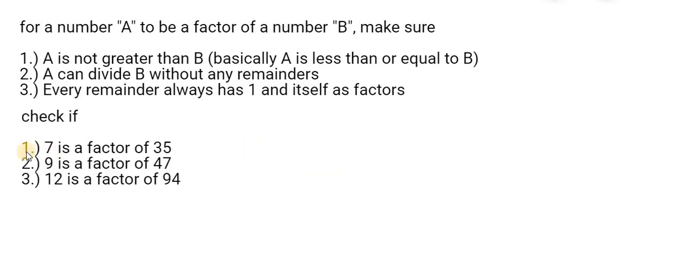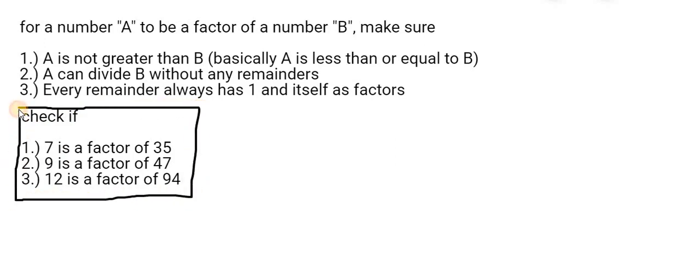So, we're going to check the below questions, these three. Is 7 a factor of 35? First things first, 7 is less than 35, so it could be a factor. Second thing, we have to check 35 divided by 7 and make sure we have no remainders.